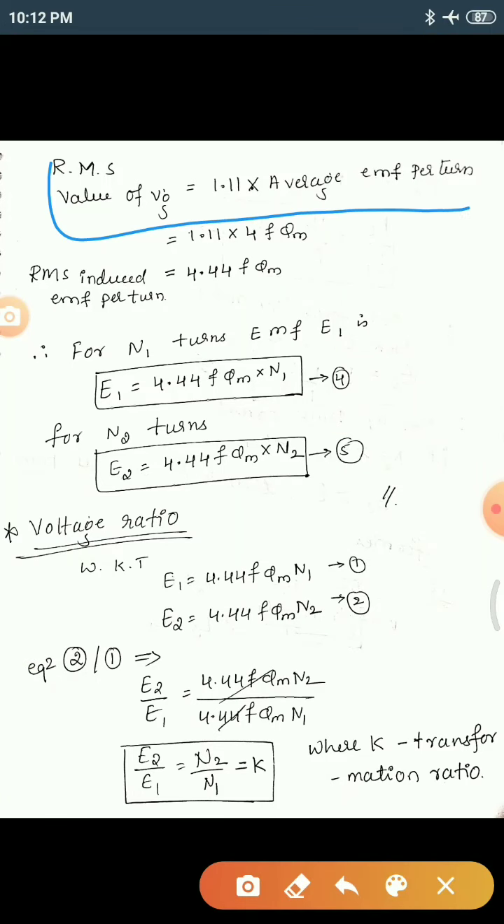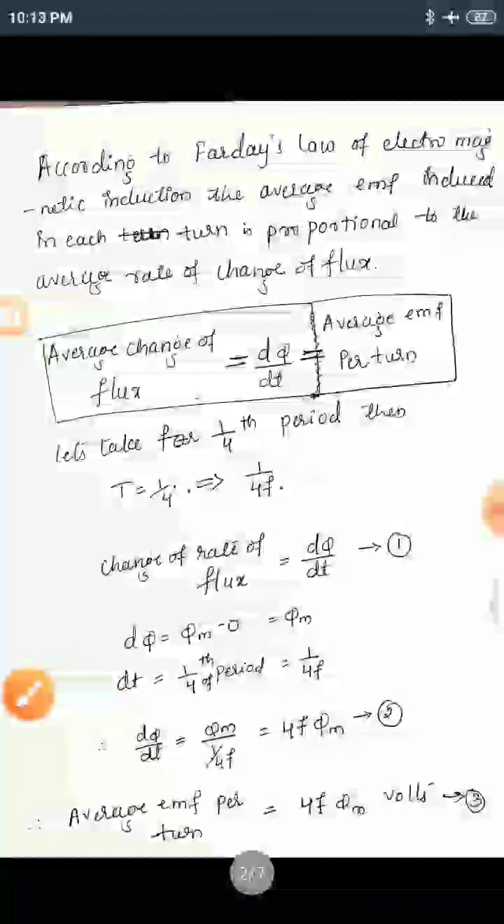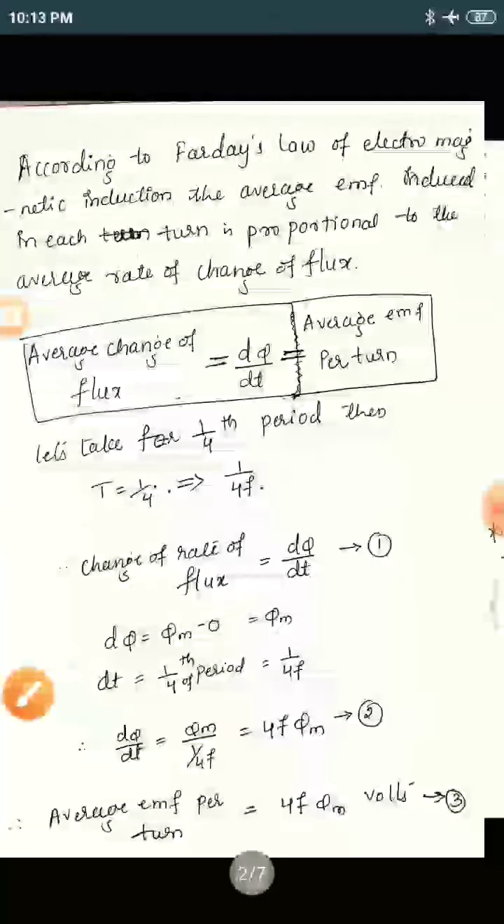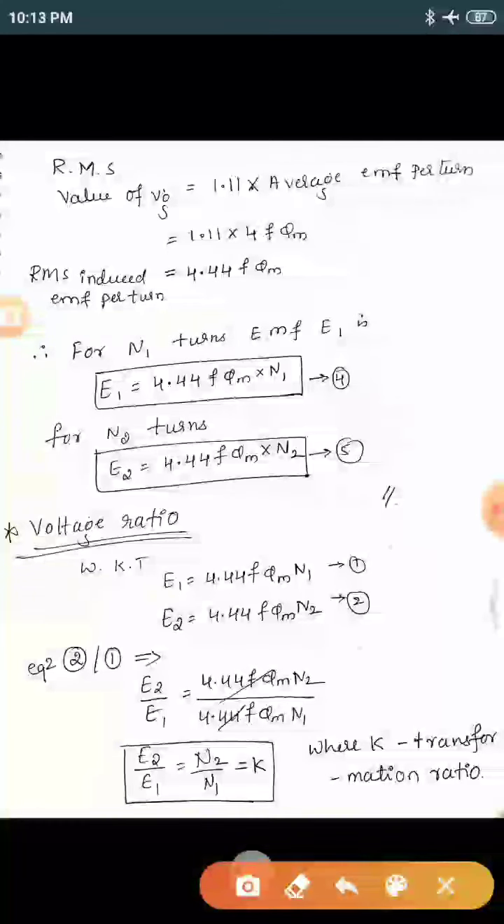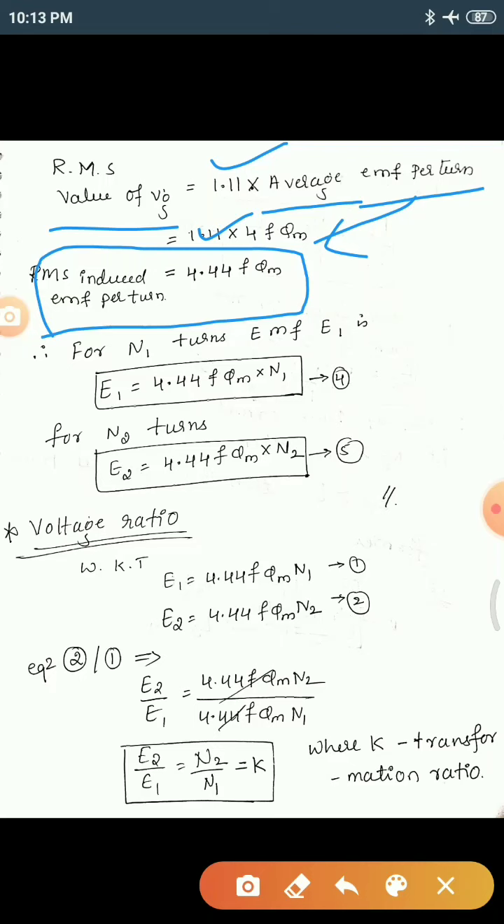So what we have used is the average value, 4fφm. Take that and write here: total RMS will be equal to average into form factor. So 1.11, the form factor, into the average EMF of the turn, which was 4fφm. The RMS EMF induced per turn will be equal to 4.44 fφm.